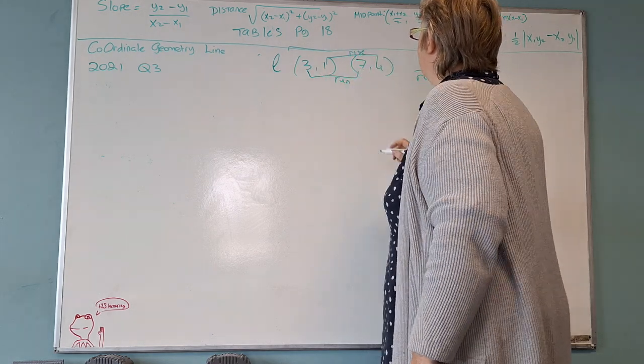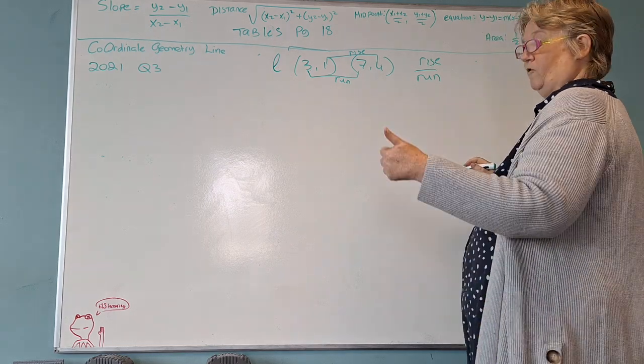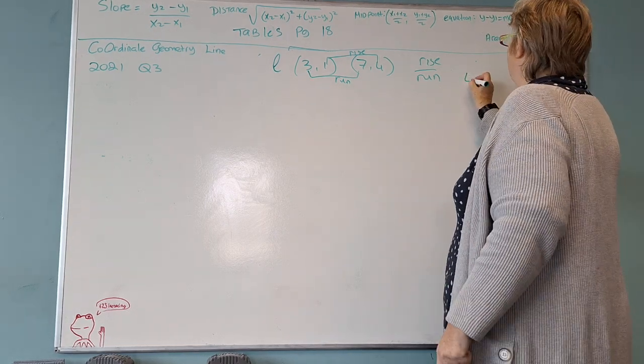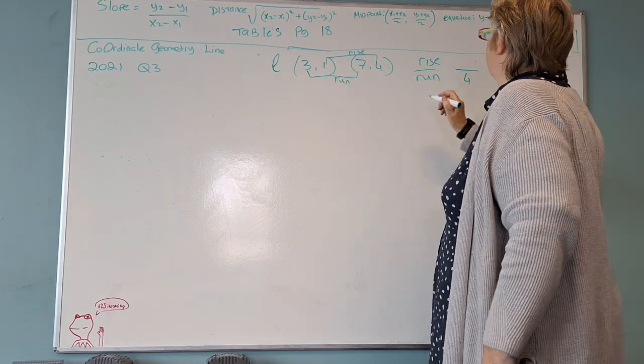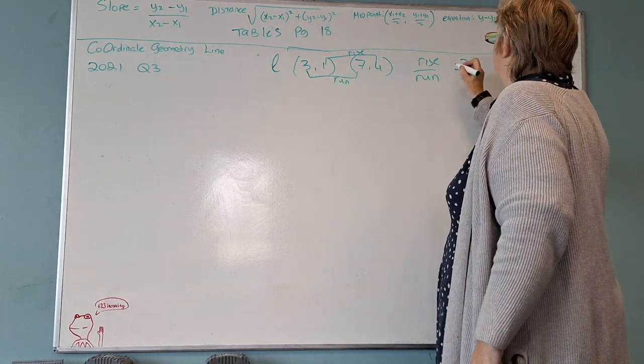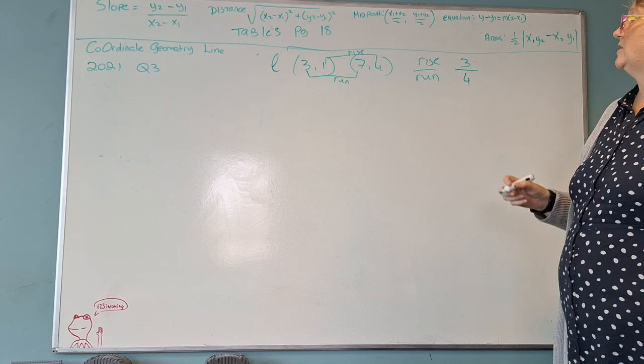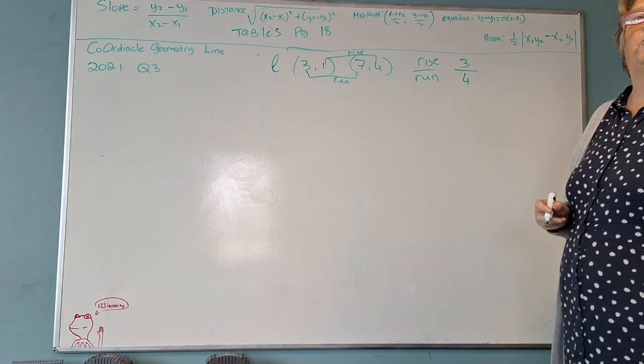So 3 to 7 is 3, 4, 5, 6, 7. So it's 4 steps and you're going forwards 4, so it's positive. 1 to 4 is 3 steps and you're going forward, so it's positive. So the slope of L is 3 over 4.